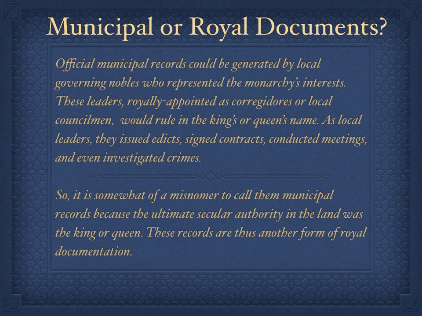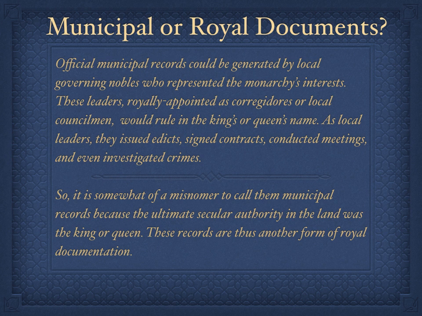So what about another set of documents that we can consider? Municipal documents. Or wait, are they royal documents? So let's think about this for a second. Official municipal records could be generated by local governing nobles who represented the monarchy's interests. These leaders, royally appointed as corregidores or local councilmen, would rule in the king's or queen's name. As local leaders, they issued edicts, signed contracts, conducted meetings, and even investigated crimes.